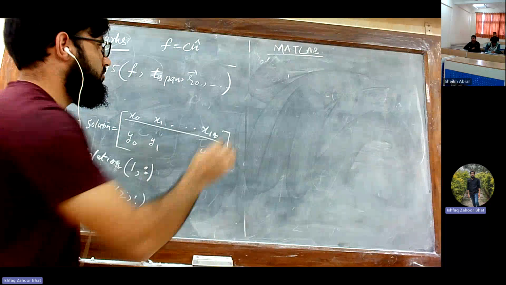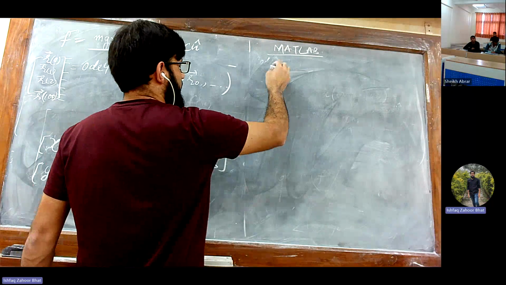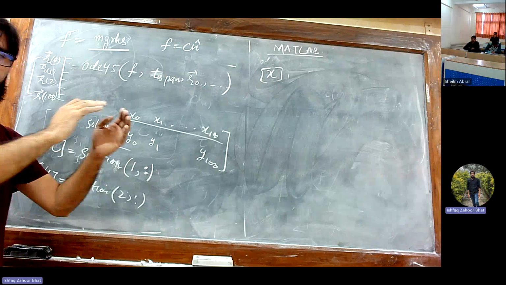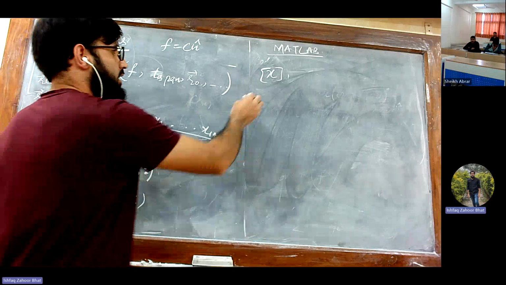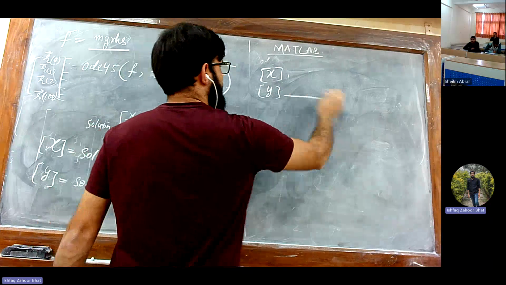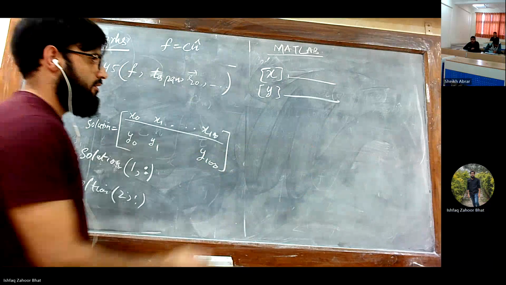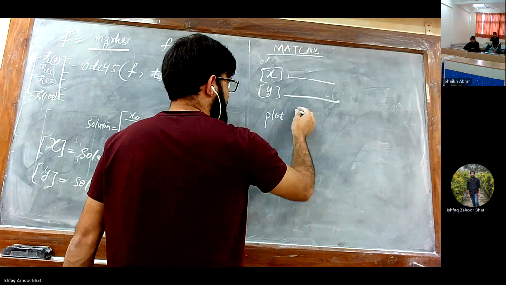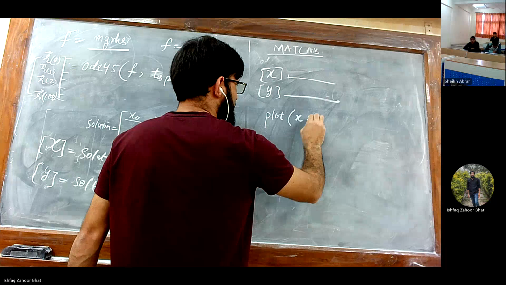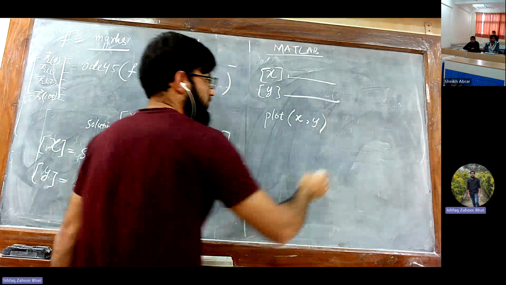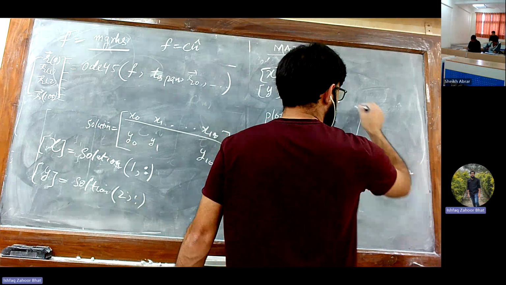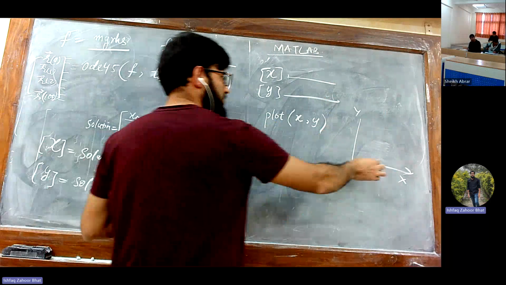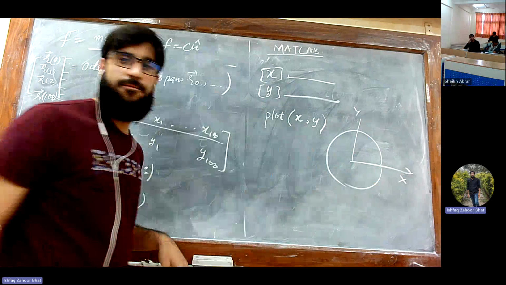So next, what I will do is, I have the array of x and also the array of y values. I will plot x and y, so this is the x-axis and this is the y-axis. When I use this plot command, you will see a circle appear.